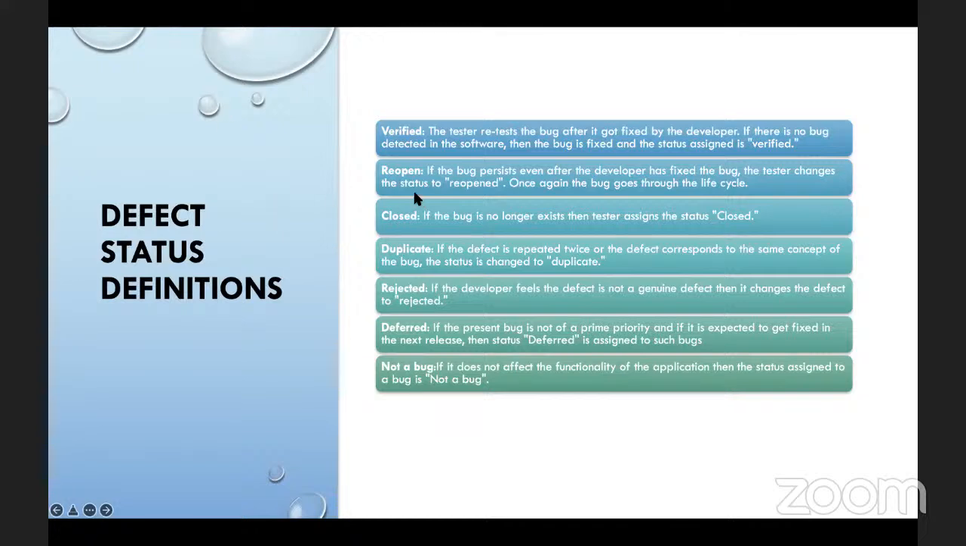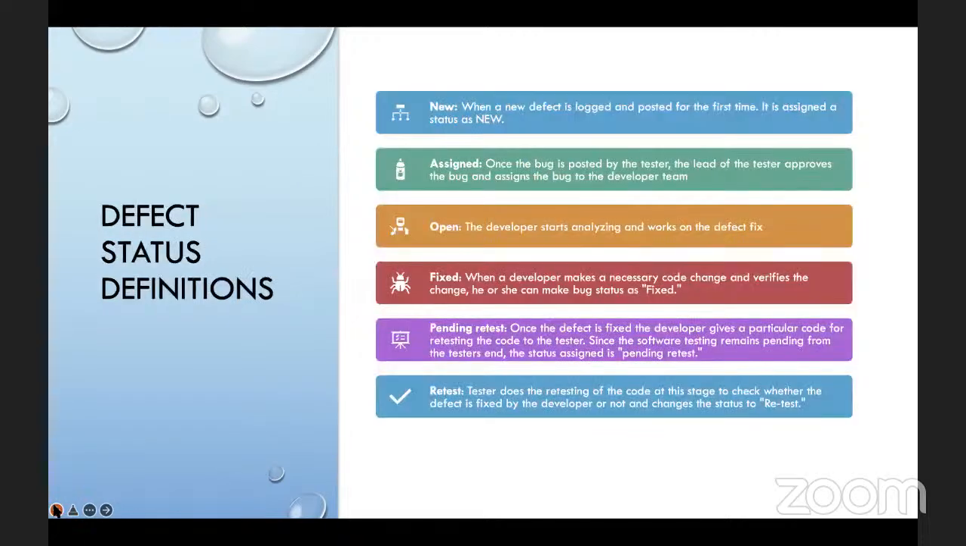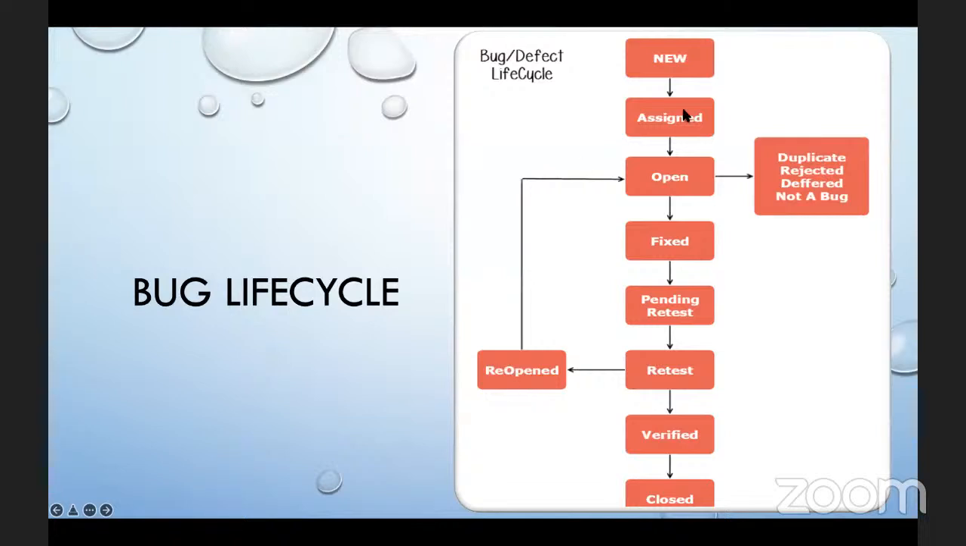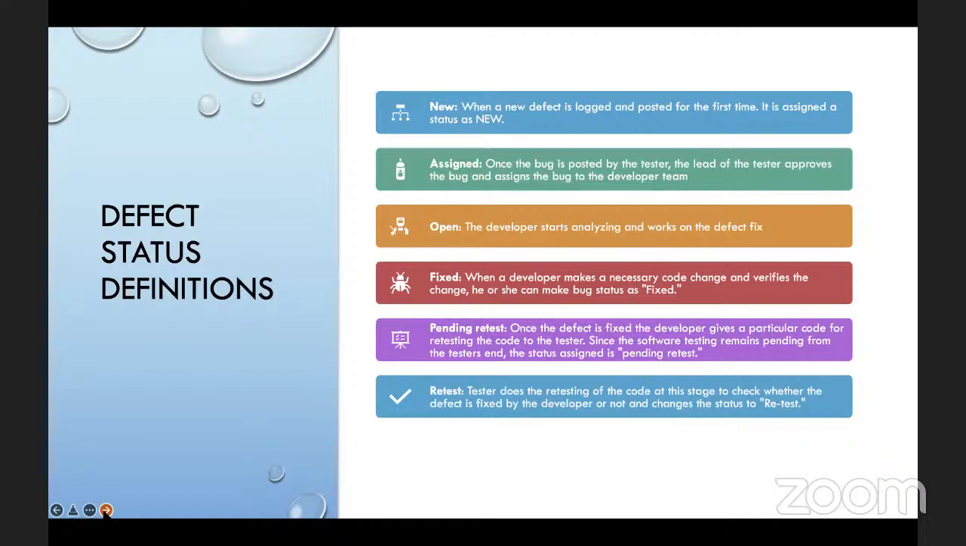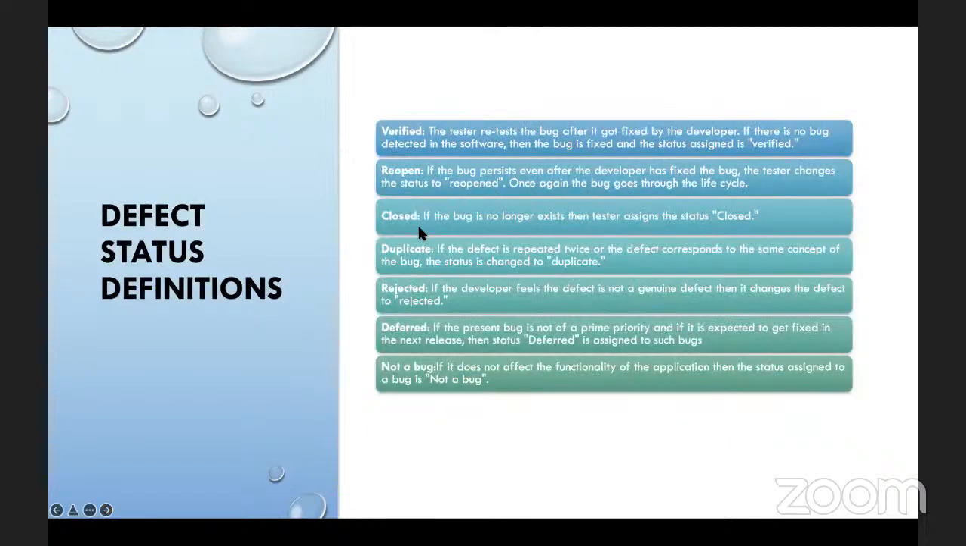And then we have reopened. You guys saw the reopen, right? If the bug persists, even after the developer has fixed the bug, the tester changes the status to reopen. Once again, the bug goes through the life cycle. As I showed you in the little flow diagram here, it goes back again to open and then it flows back through the life cycle again, right? So that's reopen. Close: if the bug no longer exists, then the tester assigns the status close, right?